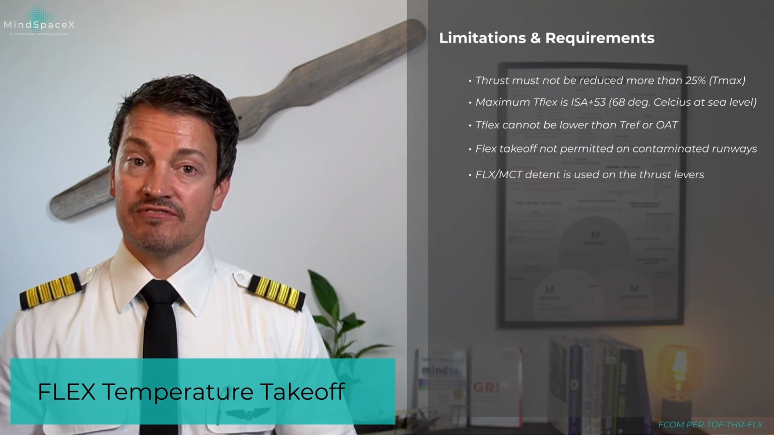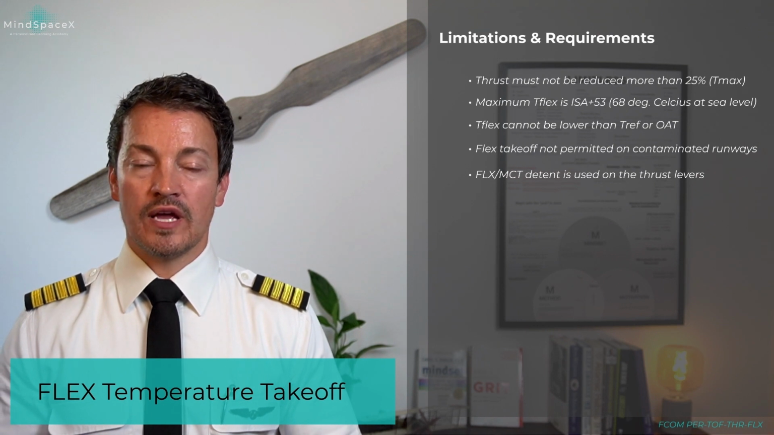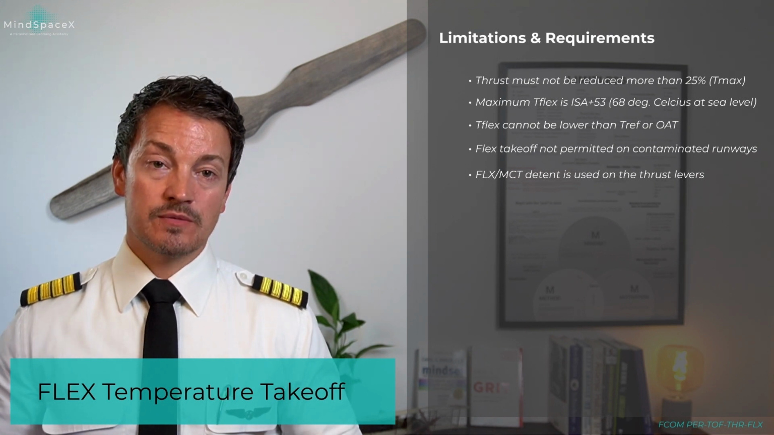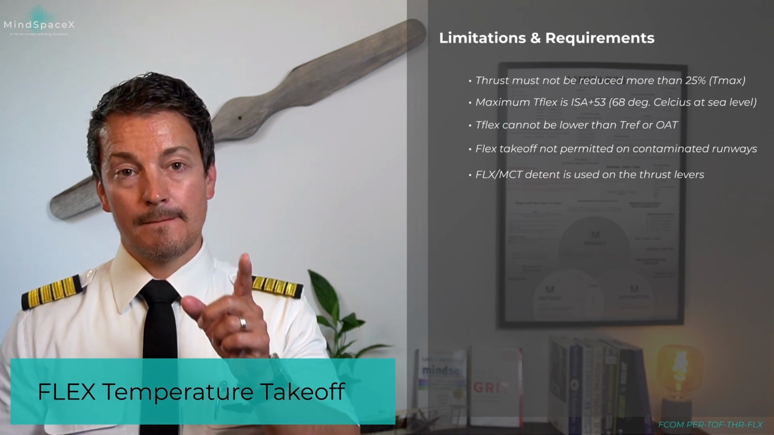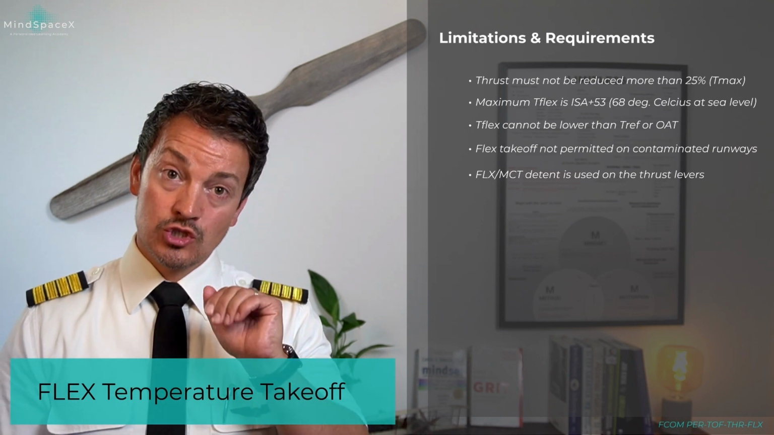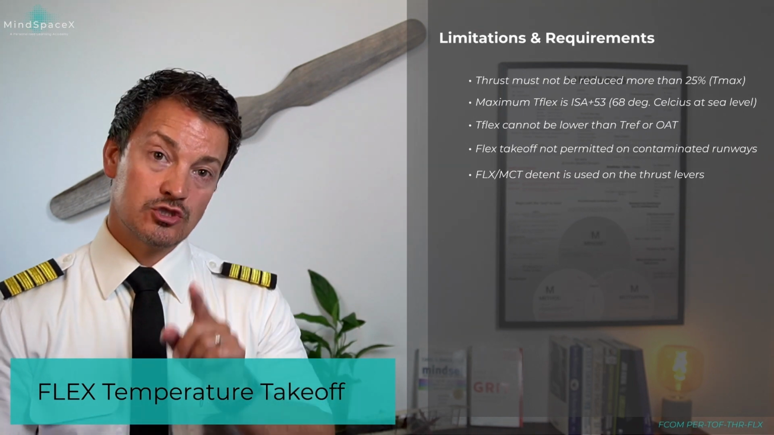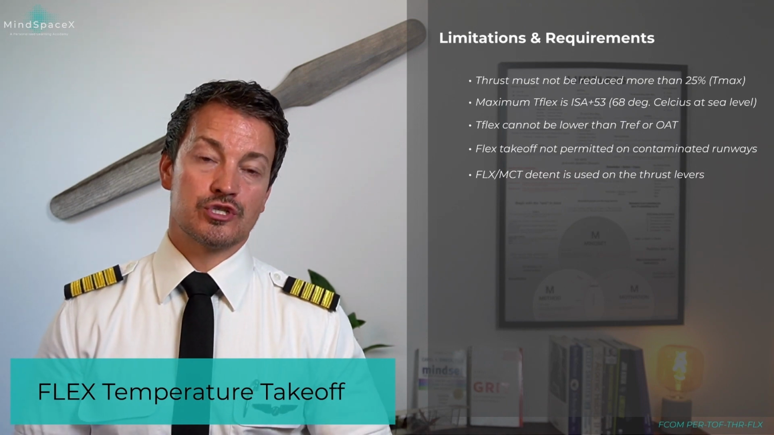And we use the Flex MCT detent on the thrust levers when we take off with the flexible temperature takeoff option, and that allows us to still have TOGA power available. So in case we have a failure and we need it, we can just put the thrust levers forward to TOGA, and TOGA power is always available, making this the preferred choice for takeoff.